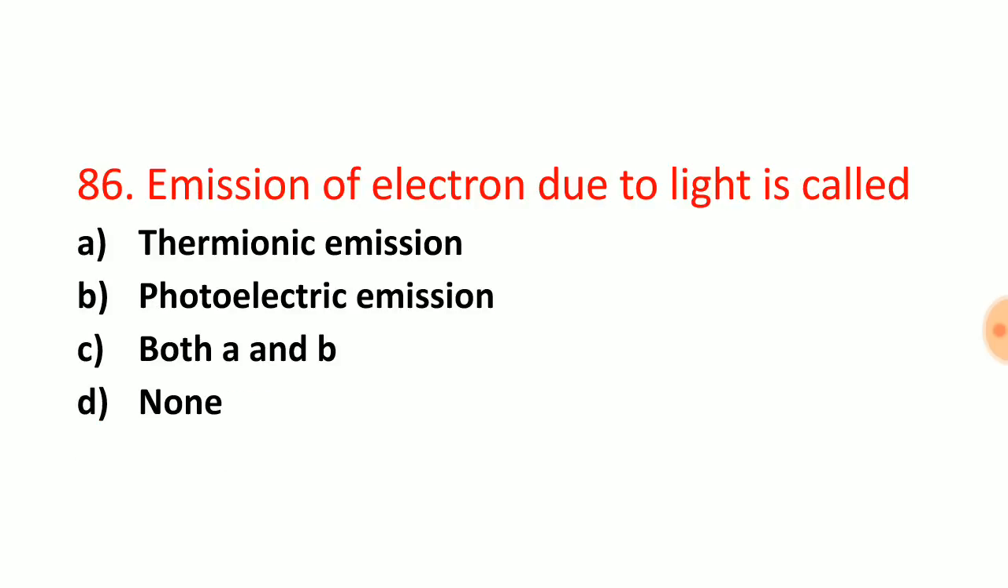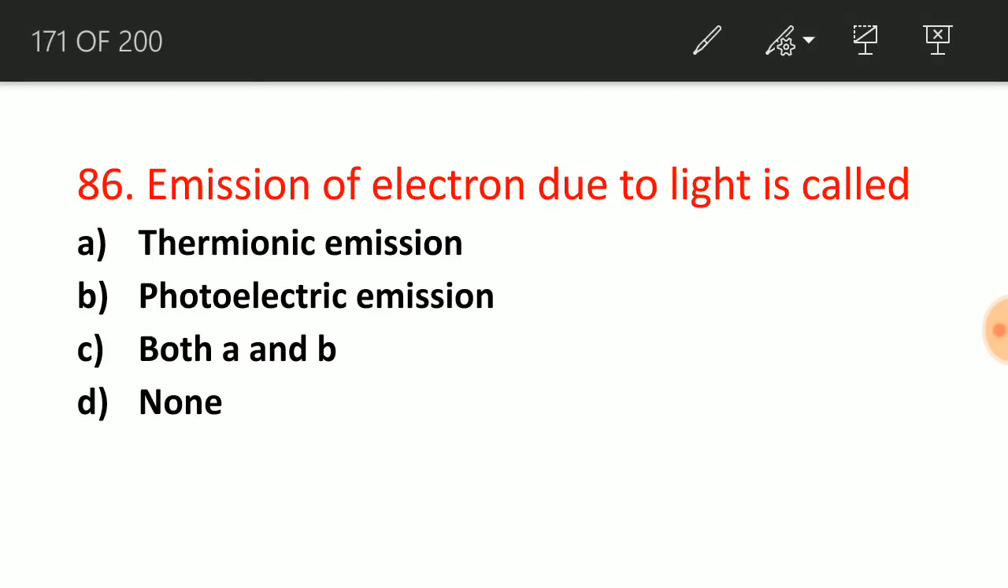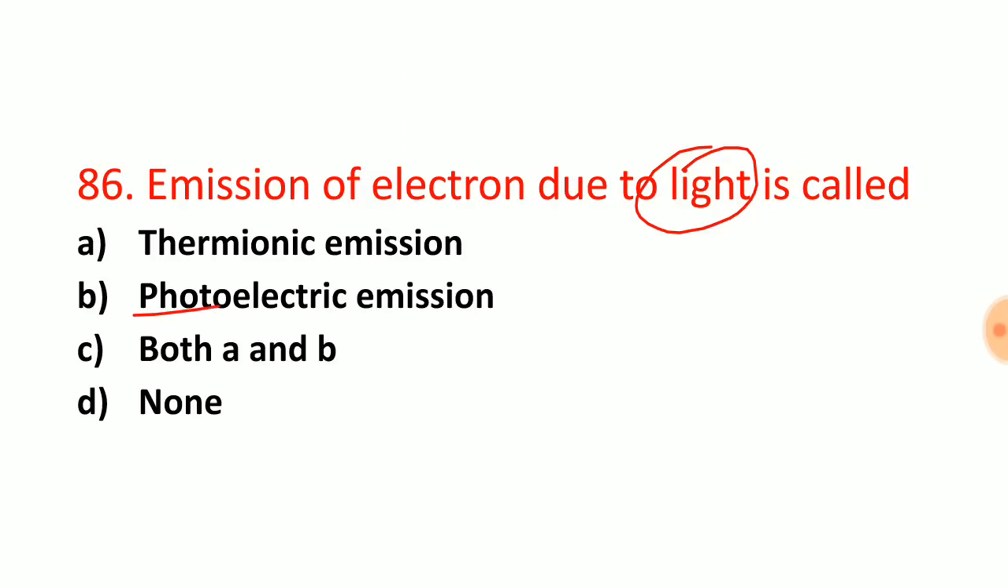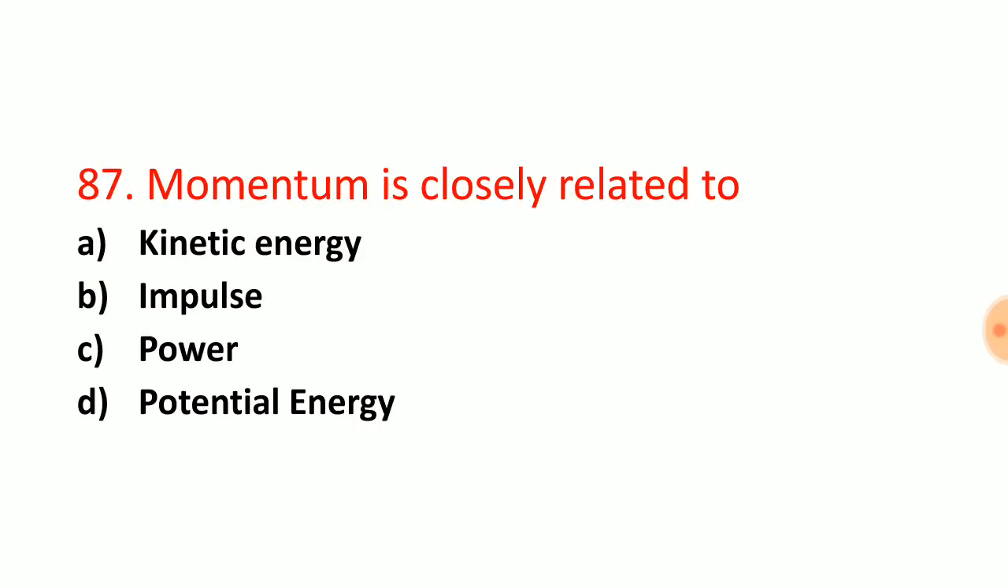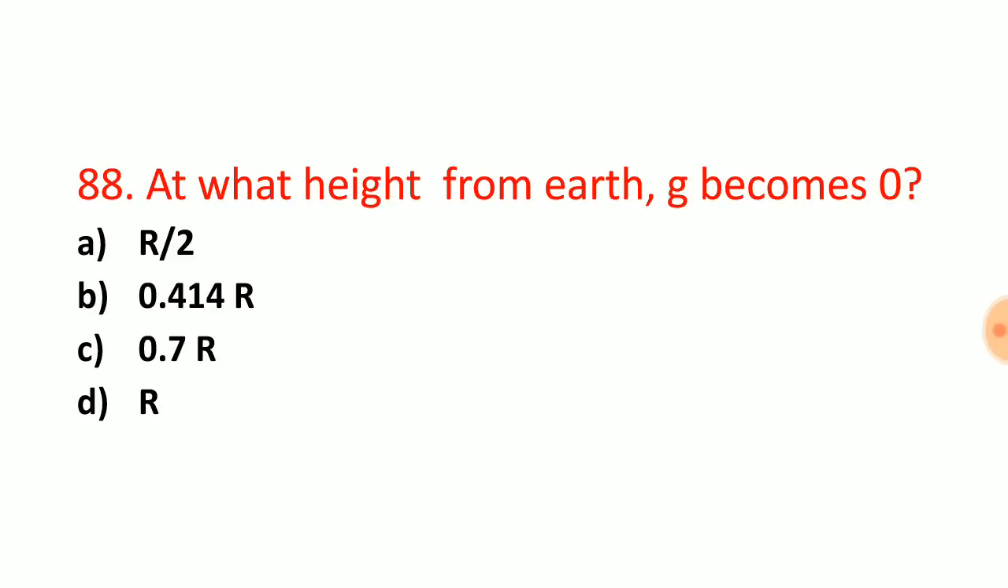Question number 86. Emission of electrons due to light is called, here light is written, light means optics, means photo. So emission of electrons due to light is called photoelectric emission. Question number 87. Momentum is closely related to impulse. Impulse and momentum have the same unit. So momentum is closely related to impulse.